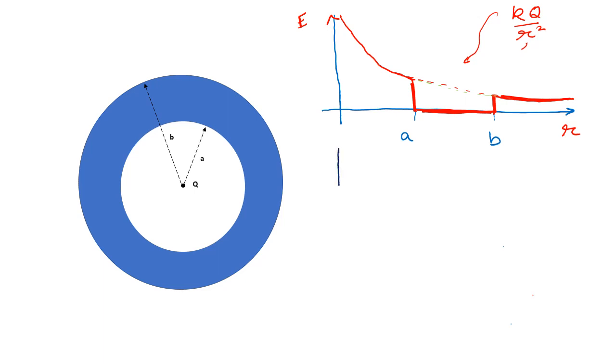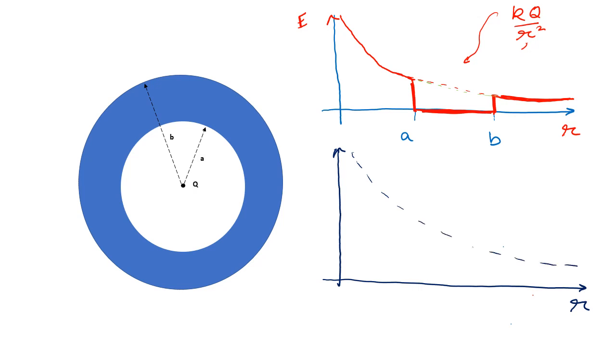How does the potential look like? We have R, and again, let me draw a function which is of the form KQ by R.